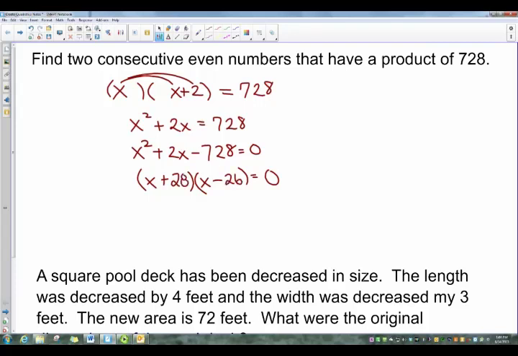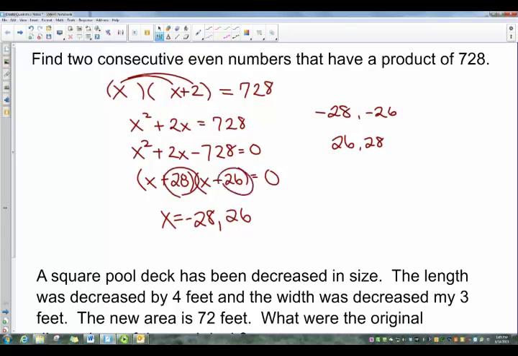Now when I set these two things equal to 0 and solve them, I get an x value of negative 28 and positive 26. Well, I'm looking for consecutive even numbers. If I have negative 28, my next consecutive even number would be negative 26 because I'm moving in that direction. Those do have a product of 728. They work. Okay. The other option is I have 26. My next even number is 28. 26 times 28 is 728. And there you go. There are my consecutive even numbers. Now, if you couldn't come up with 28 and 26 in this step, the other option is to use the quadratic formula. Okay, you'd end up with those same two options, and then you'd just have to find the next consecutive number.